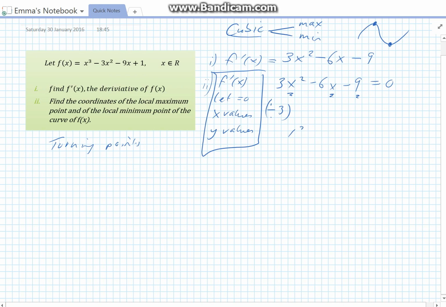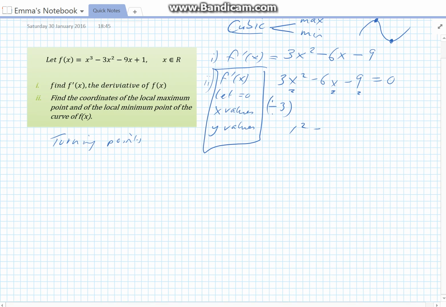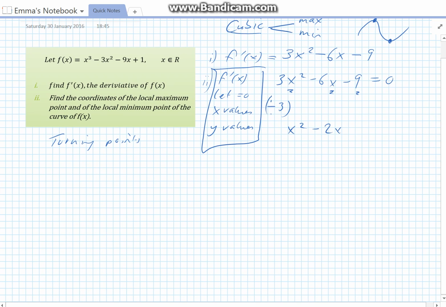So it becomes x squared minus 2x minus 3, now, equals 0, because we've divided each element by 3. Therefore, it makes it really easy for us to open up brackets.